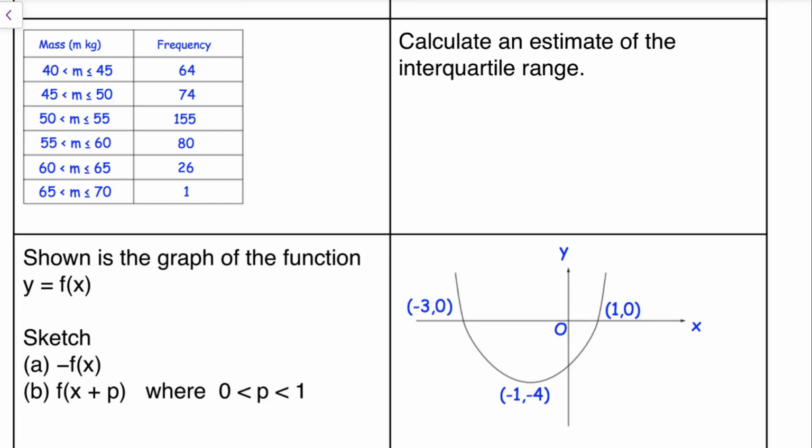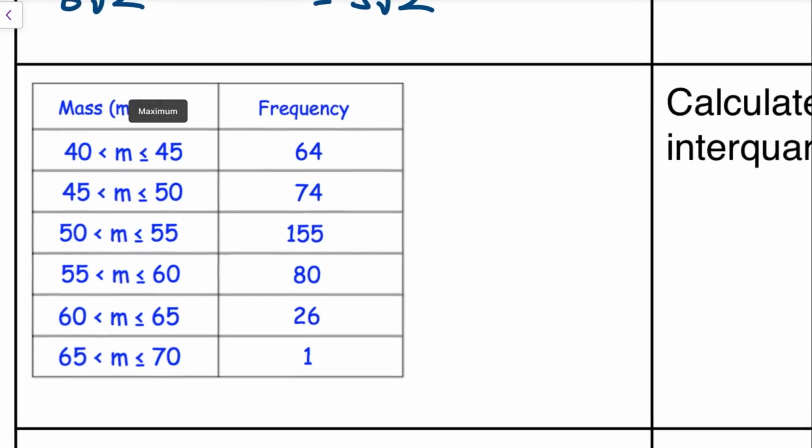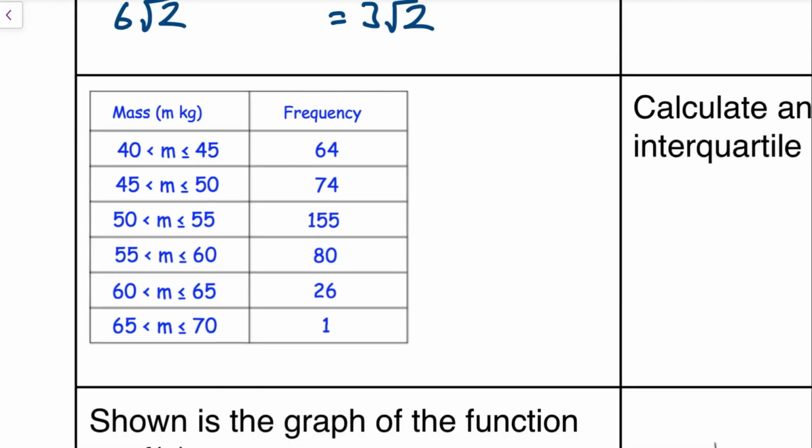Calculate an estimate of the interquartile range. Okay, wow, this doesn't look very friendly at all. I'm going to zoom in because it will allow me to write the numbers slightly clearer. Now, you may see me do this elsewhere. So this starts at 0 and goes up to 64. Then the next one starts at 64, adds 74, and goes up to, what's that, 138.